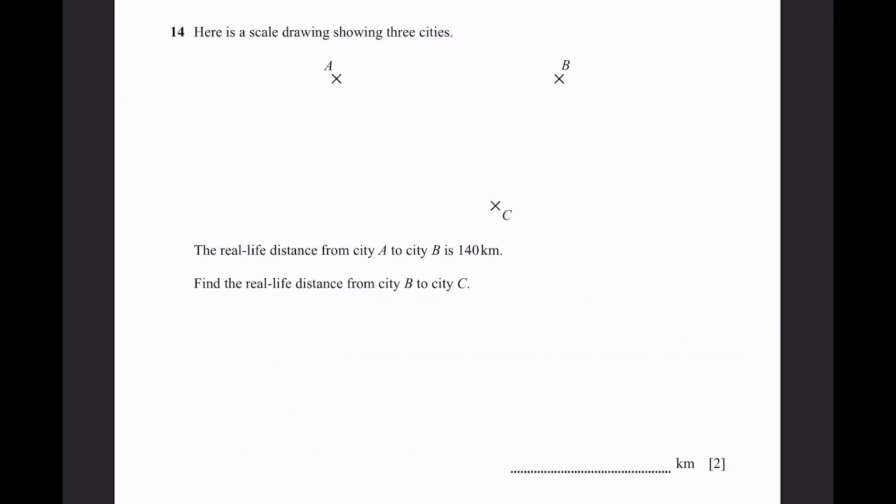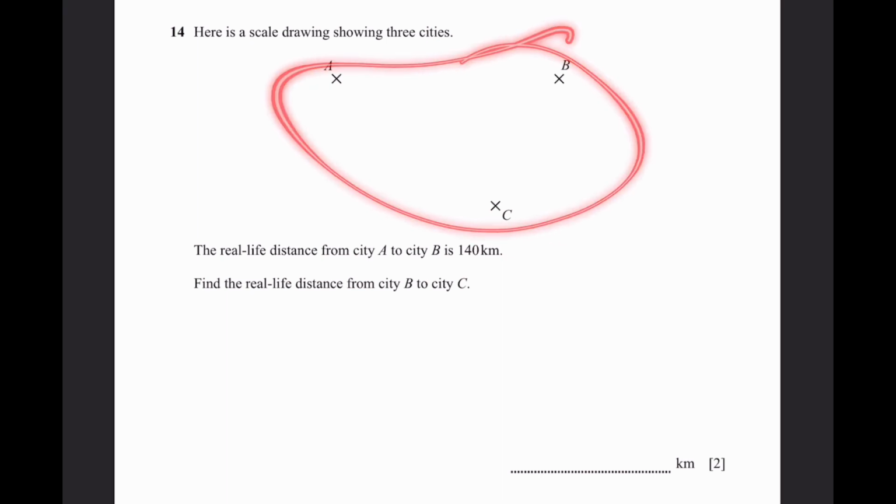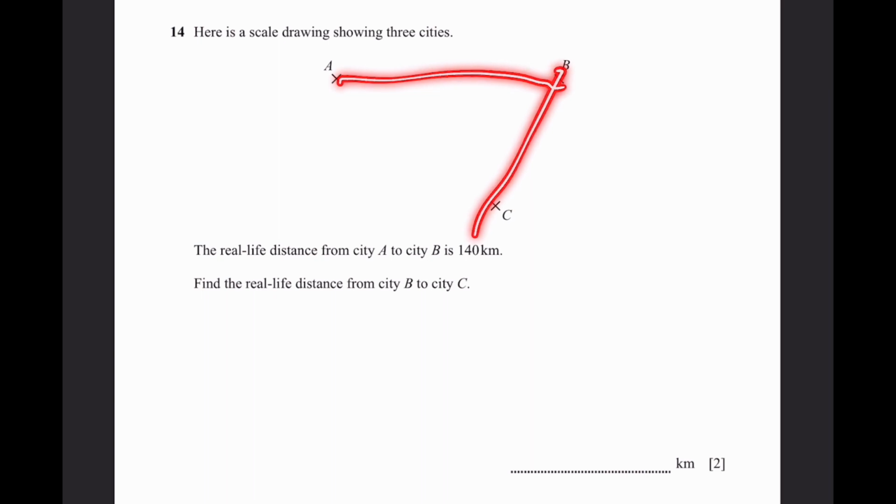Question 14. Here's a scale drawing showing three cities, A, B, and C over here. The real life distance from city A to city B is 140 kilometers. Find the real life distance from city B to city C. If you measure the length of AB and BC on A4 size paper, we will get AB as 7 centimeters and BC as 4.5 centimeters.